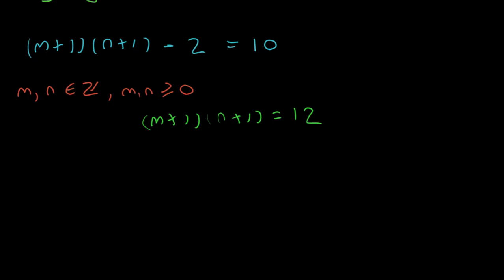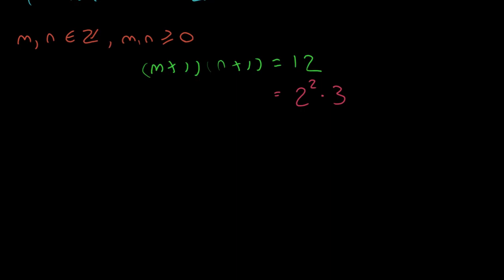If we think about 12, what is 12? 12 is 2 squared times 3, right? So how many factors does 12 have? We don't even care about proper factors. But again, there's 3 ways to choose the 2 and 2 ways to choose the 3. So 12 has 6 factors.